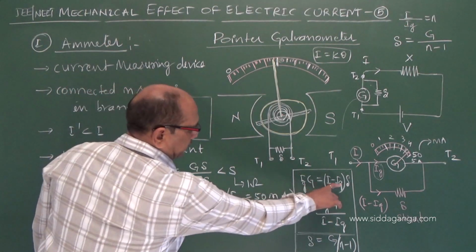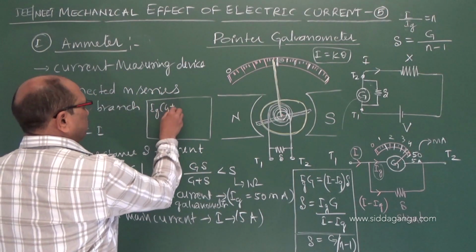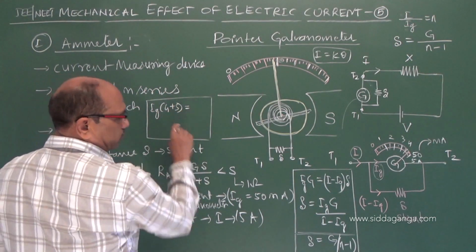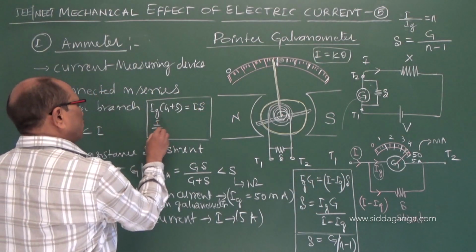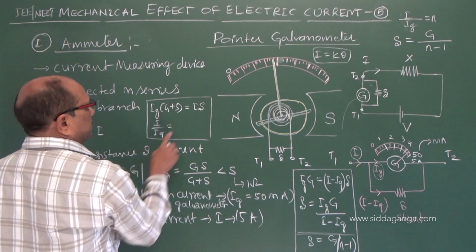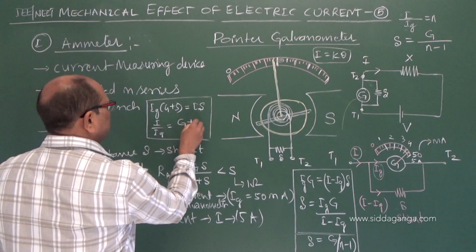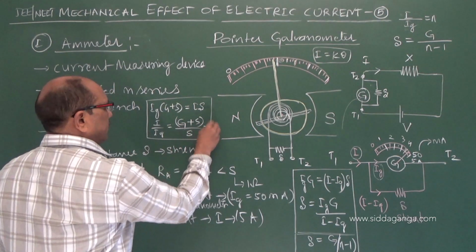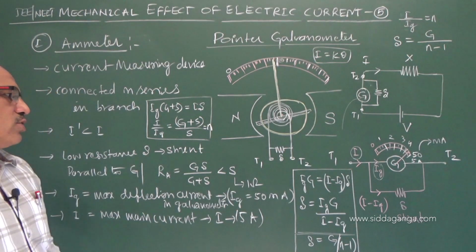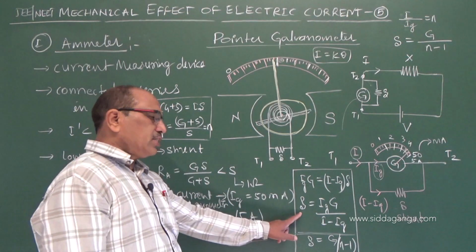So if I bring this, Ig into G plus S is equal to Is. So new range to old range can be written as I by Ig, which is G plus S upon S, which can also be N. So any formula can be employed, but the basic relation is this, which can help you to measure.